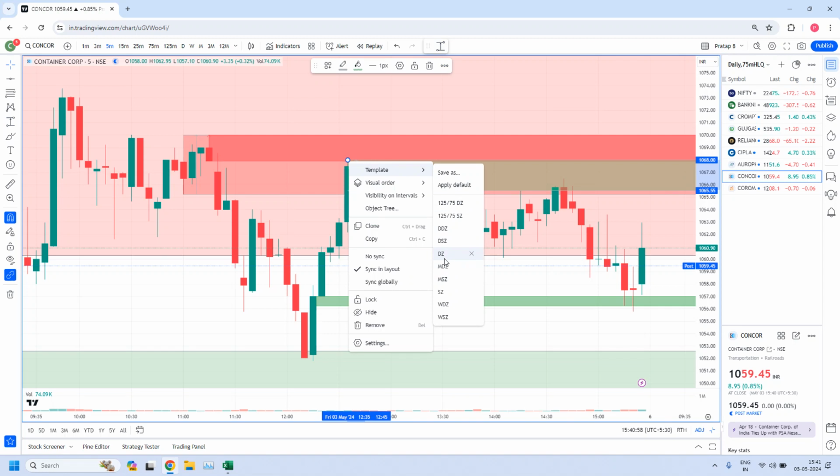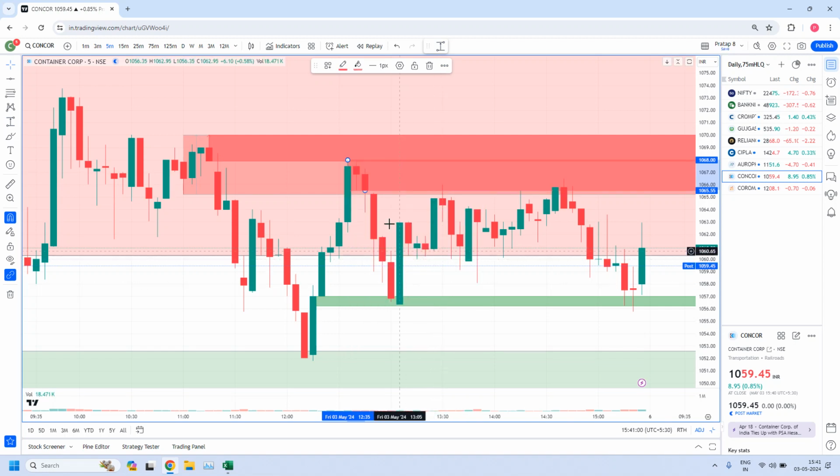Let me draw a supply zone. Yeah. See, another entry you got. One more entry you got. Multiple trade opportunities we got. This is within the 15 minutes area only. Within the 15 minutes, this is the first 15 minutes we got the entry.